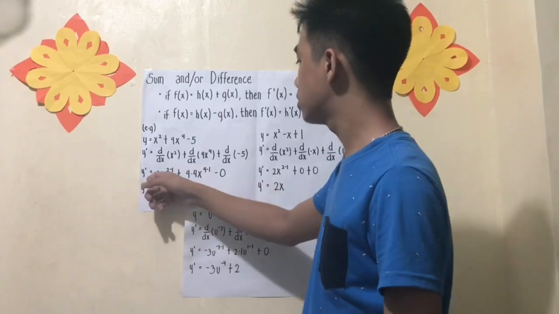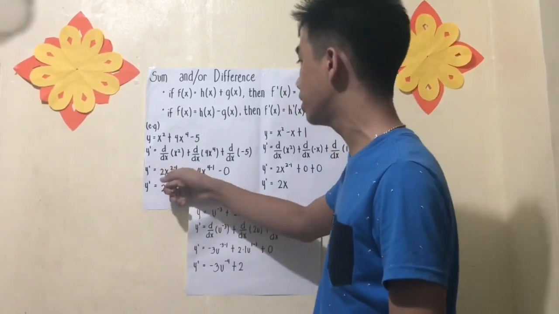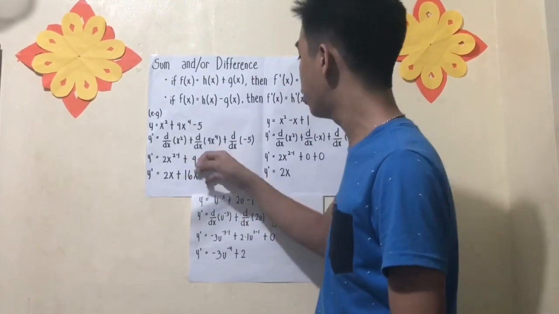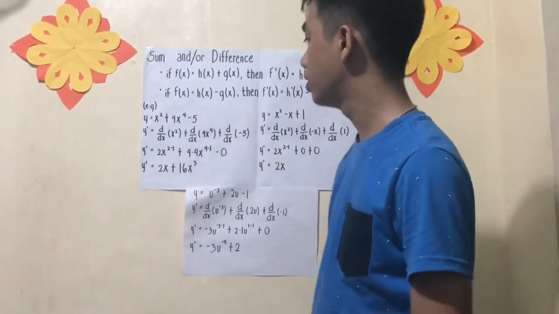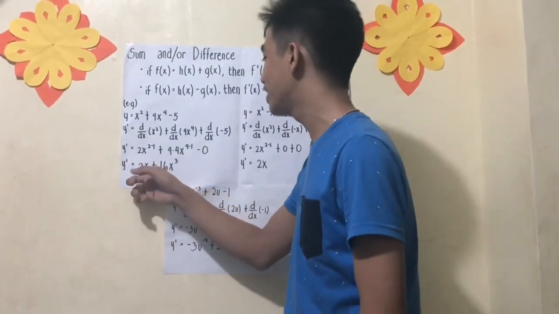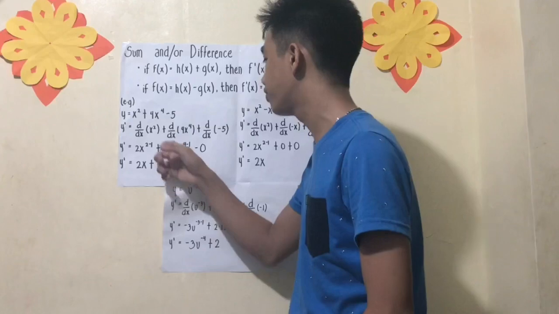Y prime equals 2x raised to the power of 2 minus 1 plus 4 times 4x raised to the power of 4 minus 1 minus 0. And our answer is y prime equals 2x plus 16x raised to the power of 3.